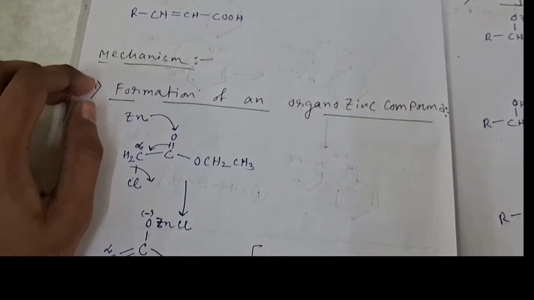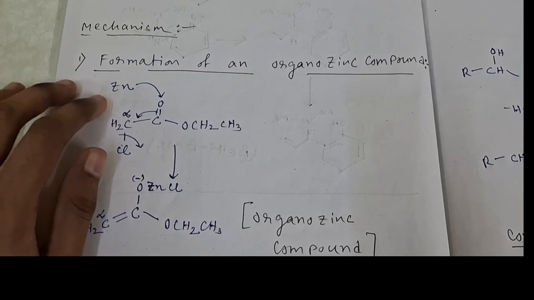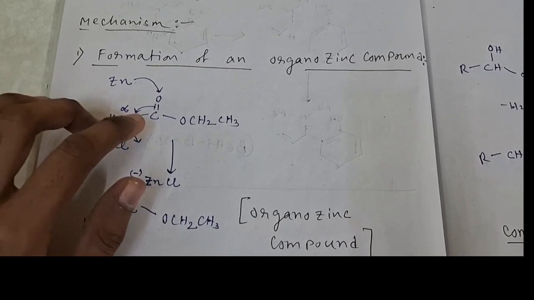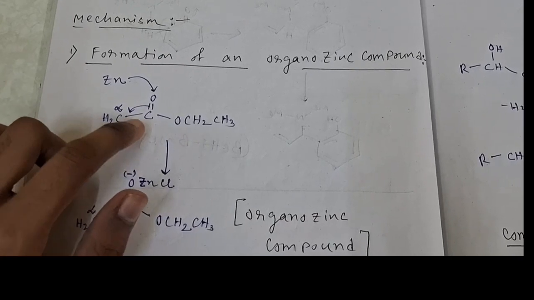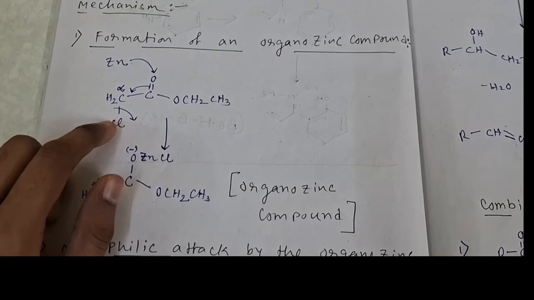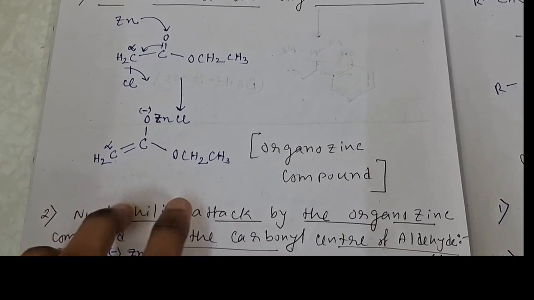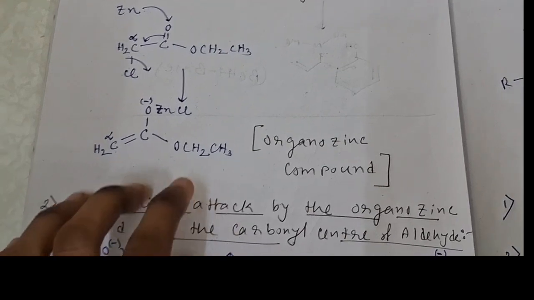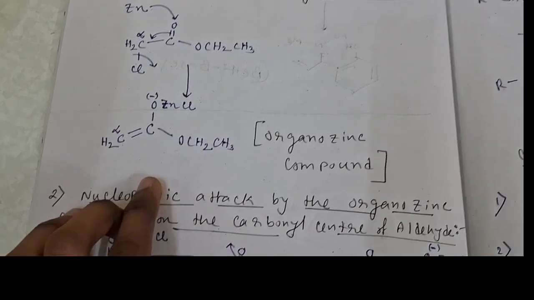Now let us know the mechanism for this reaction. So first there is an organo-zinc compound formation. Here the zinc atom coordinates with the oxygen of the carbonyl group, and further the carbon-carbon bond formation takes place and chlorine is removed as a leaving group from the system. As a result, an organo-zinc compound forms. Here you can see this is an organo-zinc compound because the zinc coordinates with the oxygen and chlorine atom.